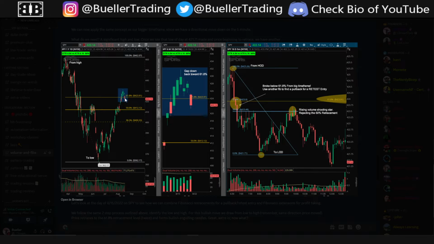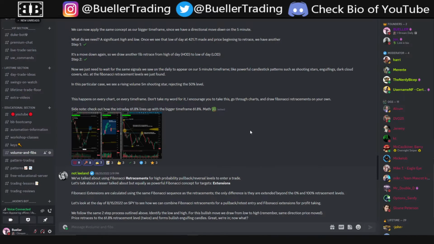But he likes the reversal here popping up. He likes it here, and he goes to the smaller time frame to reiterate, okay, I like that this is going down around that same area. So he's not just looking for a break below 423 right here. He's looking for a break, and then on the smaller time frame, he wants to see a close retracement. So from this break, he grabs a fib from this high of day to low of day and sees price retraces perfectly to about that point again where he can get in for a really solid entry. He also points out rising volume shooting star rejecting the halfway point retracement, making it a lot easier to get in on that trade.